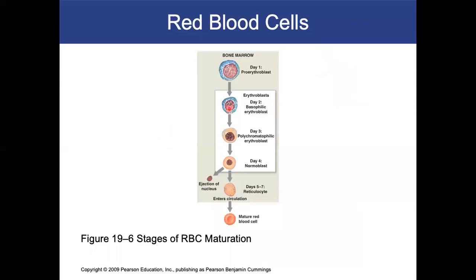For red blood cells, they start as a proerythroblast, day one. You don't have to know the whole sequence, but just so you're aware of it. Erythroblast, day two, right, is a basophilic erythroblast. Then day three, it's a polychromatophilic erythroblast. Day four, it's a normoblast. And then it's a reticulocyte, right? So the nucleus gets ejected. Remember, the mature red blood cells don't have a nucleus. And so day 5 to 7, it's a reticulocyte. This is in the bone marrow.